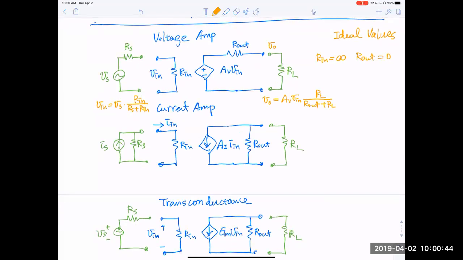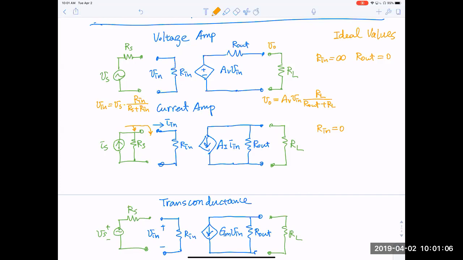What about the current source? Well, it's kind of the opposite. For a current source, R in ideally should be 0, so that the current will be dividing between this path here and a path that goes through R in. You want all the current to go through R in.